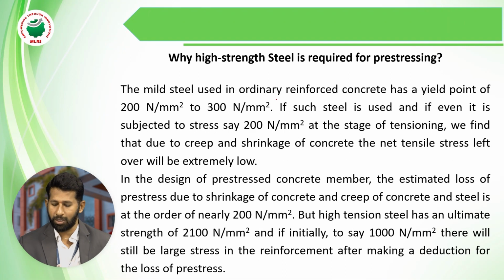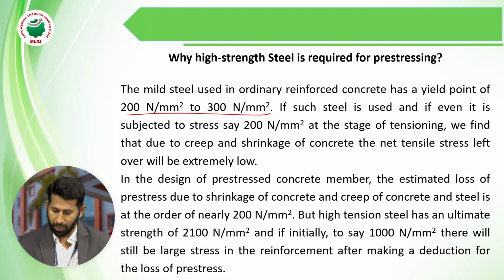The mild steel used for reinforcement has a yield point of 200 to 300 MPa. If such steel is used and subjected to a stress of 200 MPa at the stage of tensioning, then due to creep and shrinkage of concrete, the net tensile stress left over is extremely low. So high strength concrete and high strength steel are generally used.